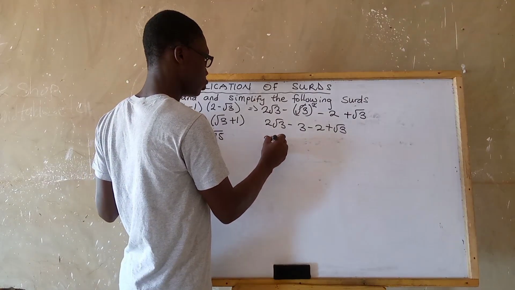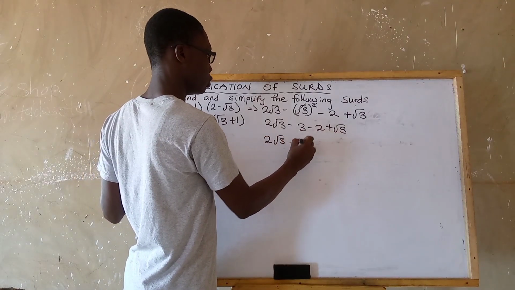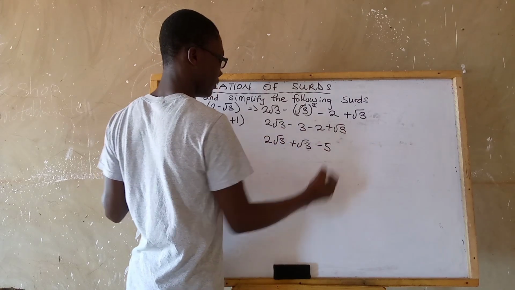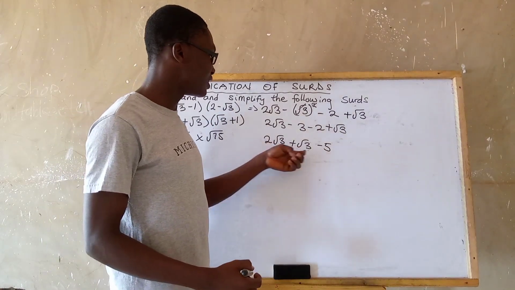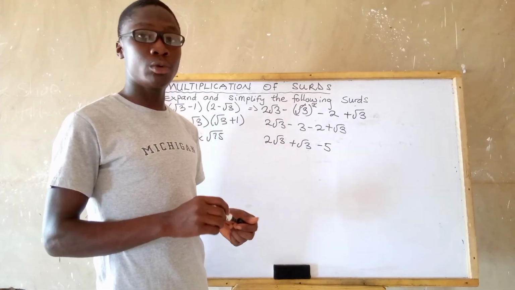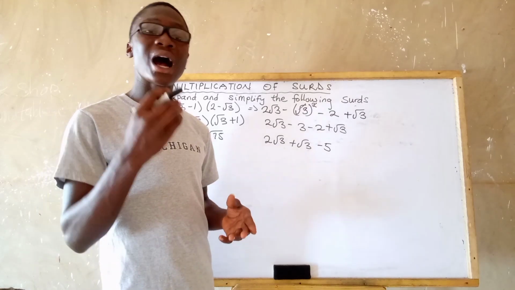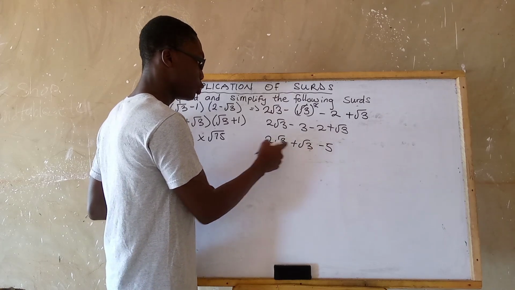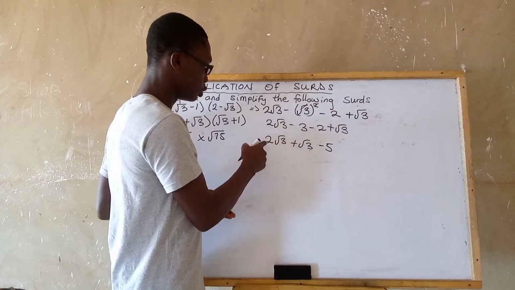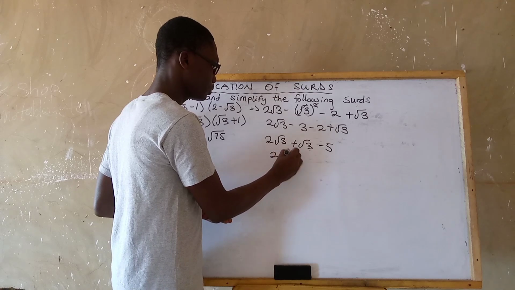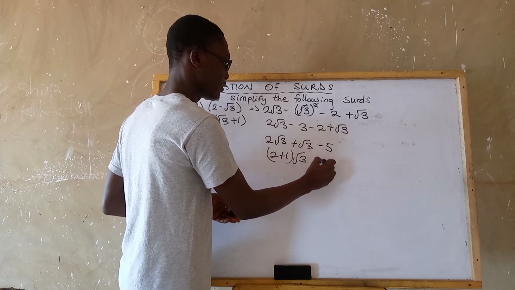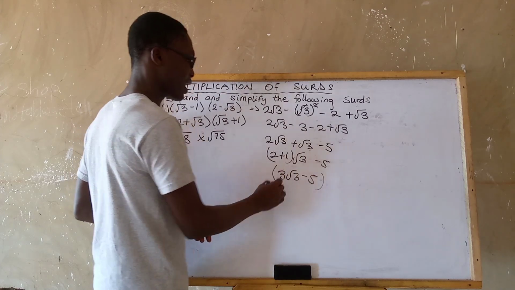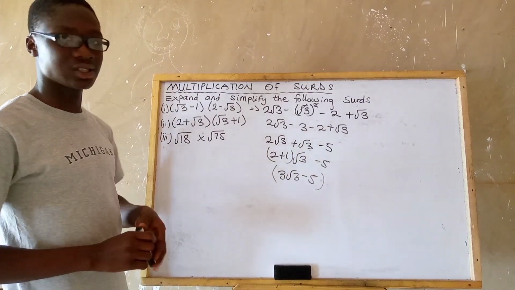We have 2√3 plus √3. Then negative 3, negative 2 gives negative 5. Since they are the same root, you can add them, because in addition of surds, we add only surds with the same root. You have √3 and √3. So you can add them to give 2 plus the 1 in front of the 3, which we don't write. So 2 plus 1 gives 3, then √3 minus 5 as our final answer for the first question.